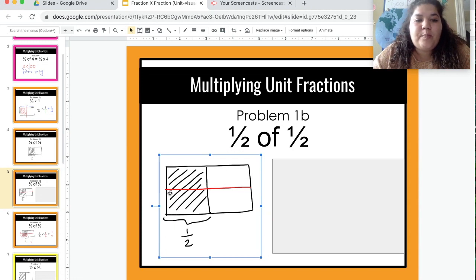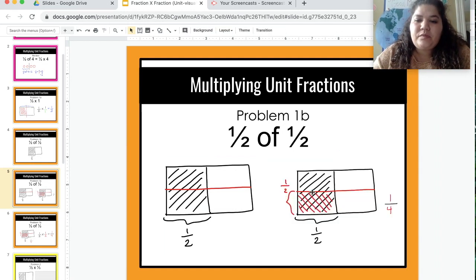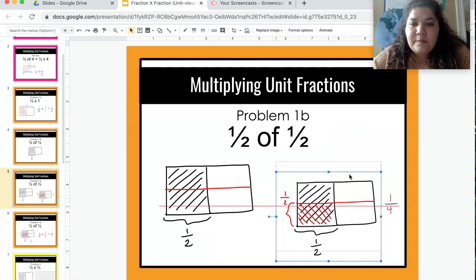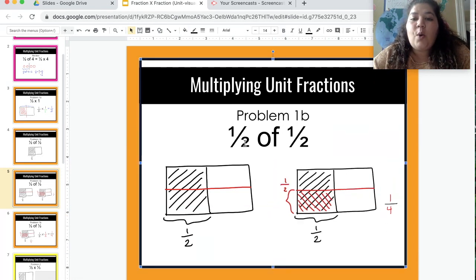So I break it apart down the middle, and now I'm going to shade in 1/2 of this. And we can see that here. So if I shade 1/2 of the half, I can see that there's one piece now that has both shadings, which becomes our numerator. And in total, there are 4 pieces. So 1/2 of 1/2 gives me 1/4. That's how to solve it visually.